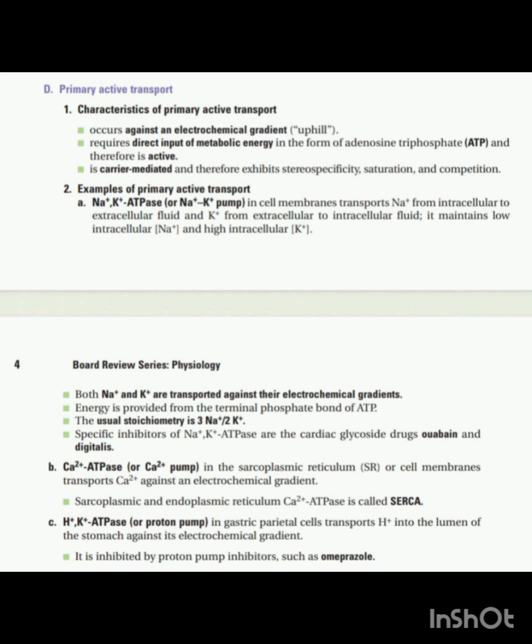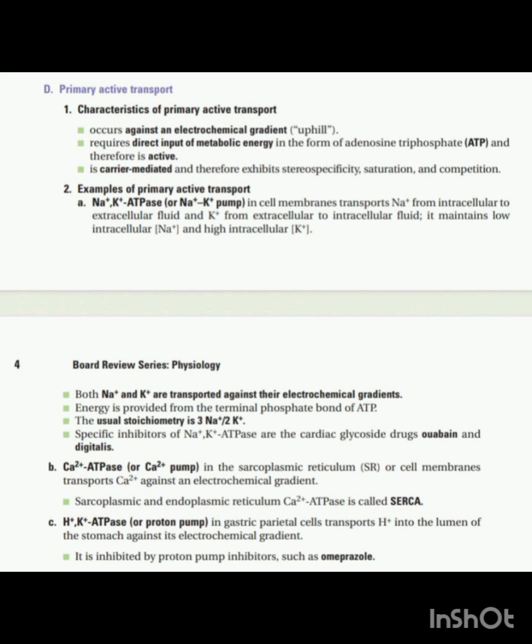So active transport occurs against the electrochemical gradient: uphill movement of a substance from a low concentration state to a high concentration state. Remember, we have talked about it in the previous video. And it requires direct input of metabolic energy in the form of ATP, because it is occurring against the electrochemical gradient. So it requires an additional source of energy in the form of ATP, and therefore it is active.